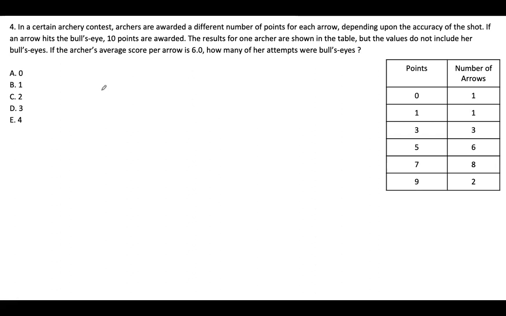Okay, Aman. In a certain archery contest, archers are rewarded a different number of points for each arrow, depending upon the accuracy of the shot. If an arrow hits the bullseye, 10 points are awarded. The results for one archer are shown in the table, but the values do not include her bullseye.